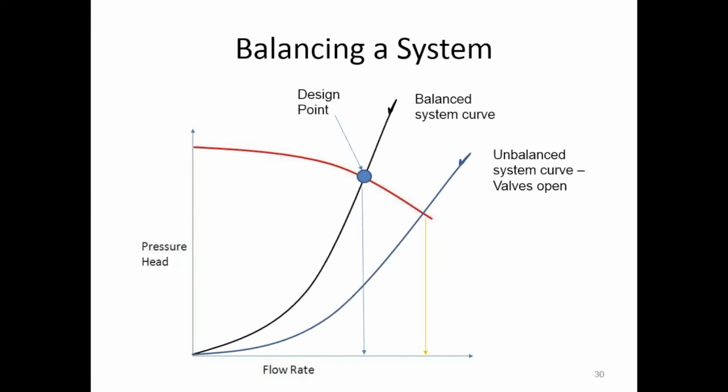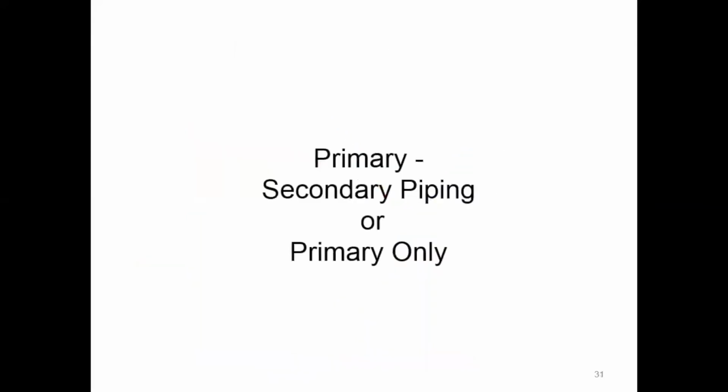Now, let's go back into the world of design. Let's talk about piping. One of the discussions, particularly when you have a boiler that can be piped either primary, secondary, or primary only, the question always comes up of which way do we want to apply that boiler? And in most cases, my answer is, it depends. The primary only has a lot of positives for it, but primary, secondary has some positives as well. So it really is a matter of application.